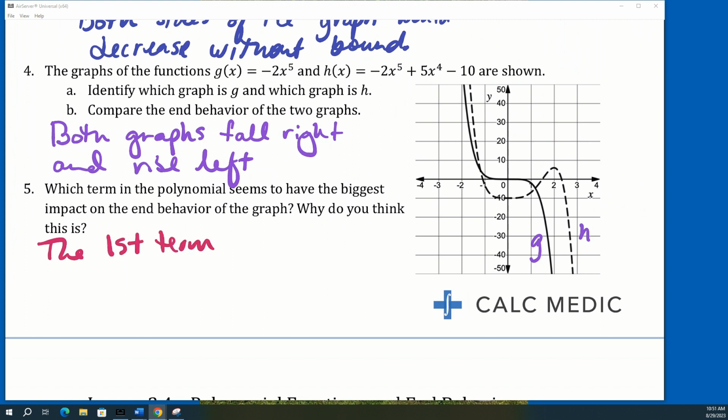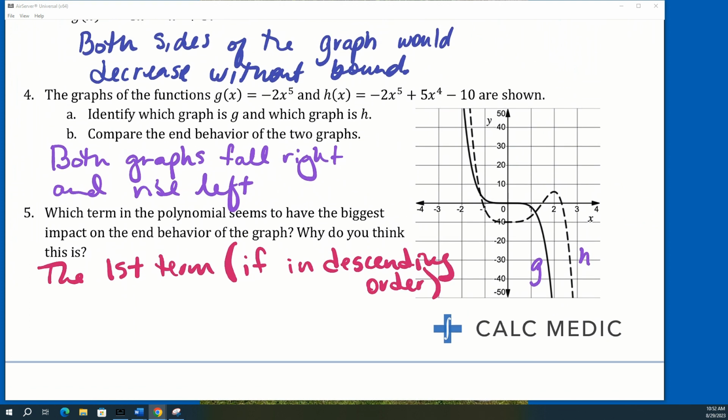Now, I'm going to word this. I'm going to add something to it. So it's the first term if the function is in descending order. Which most of the time it is, but sometimes I throw one in there that's mixed up. So you're always wanting to look at the one with the largest exponent. That's the one that matters. Why do you think that matters the most? What did you say? It determines if it's even or odd. It does. It does.